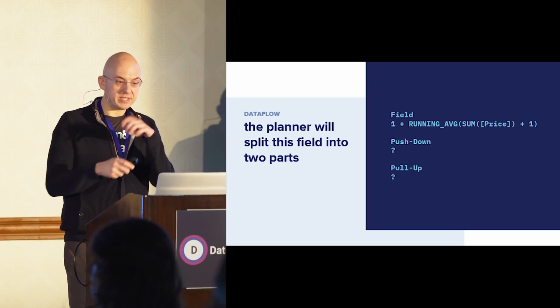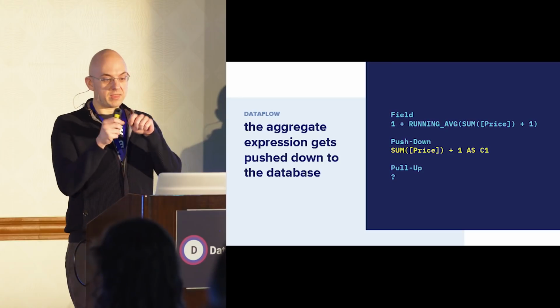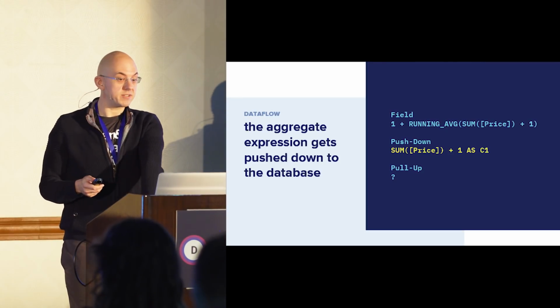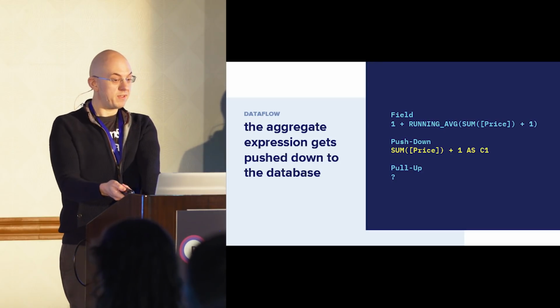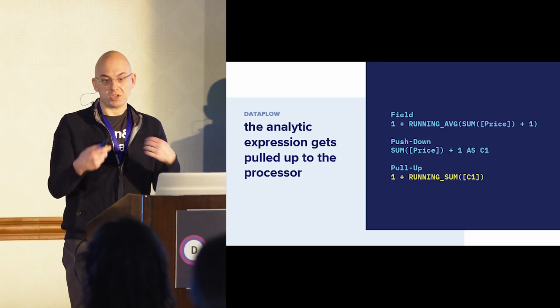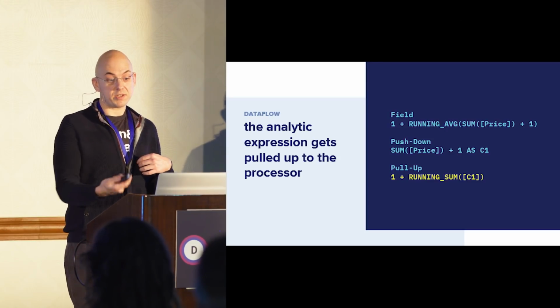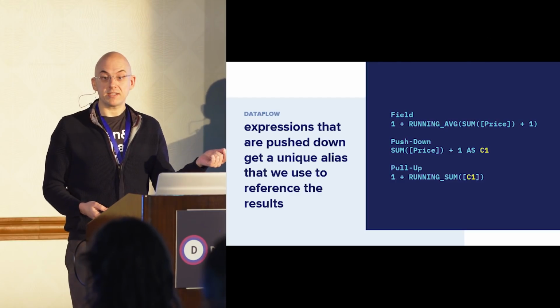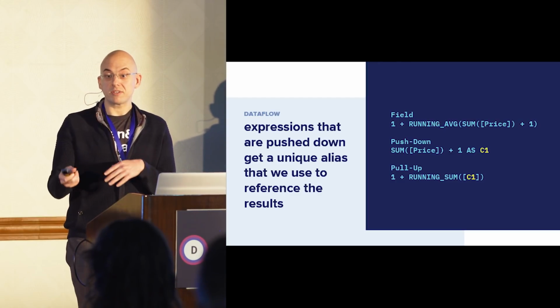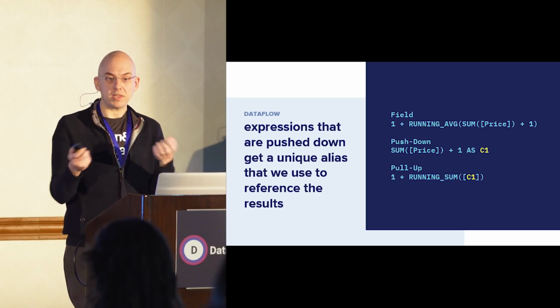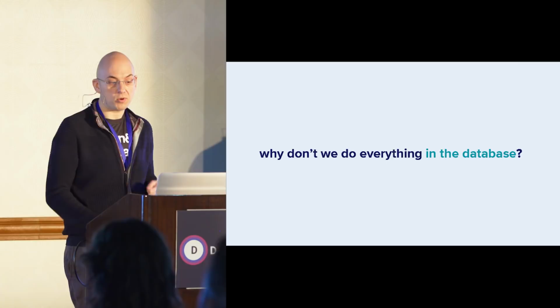So the planner will split this into 2 parts. It'll take the aggregate part, sum of price plus 1. It'll add that to a query that it's going to send to the database and alias it. And then the second part is the 1 plus running sum part, which it will leave to process on the client side. So whenever we push down expressions, we always give them unique aliases, and those are the things we use to reference them later on when we're doing processing on the client side. So that's how these two things get matched up. It's like the link between worlds there.